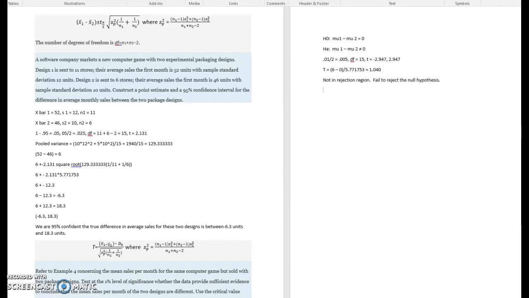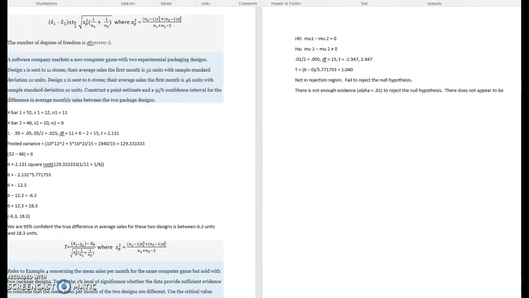All right, so let's make our conclusion. There is not enough evidence at alpha equal 0.01 to reject the null hypothesis. There does not appear to be, running off the page here, a difference in sales for these two packaging designs.